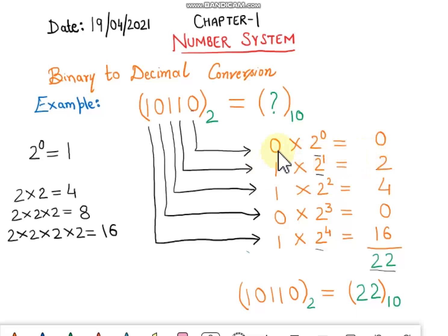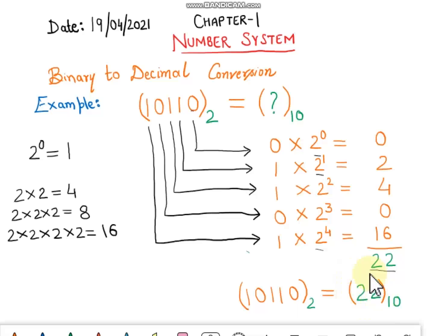See here, 0 multiplied by 2 raised to power 0 is equal to 0. 1 multiplied by 2 raised to power 1 is equal to 2. 1 multiplied by 2 raised to power 2 is equal to 4. And 0 multiplied by 2 raised to power 3 is equal to 0. 1 multiplied by 2 raised to 4 is equal to 16. Then we have to add all these. When we add all these, we get 22, and 22 is the required decimal number.